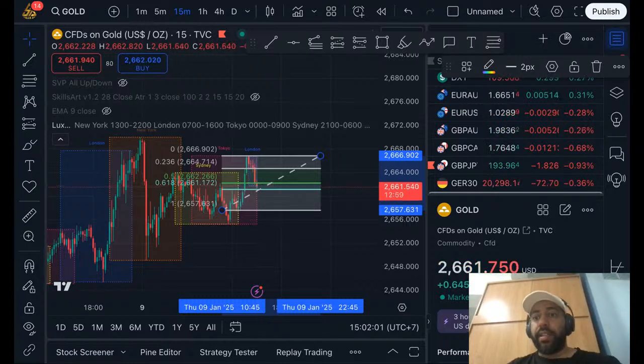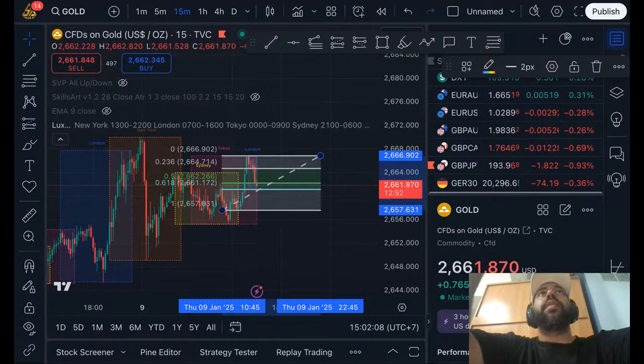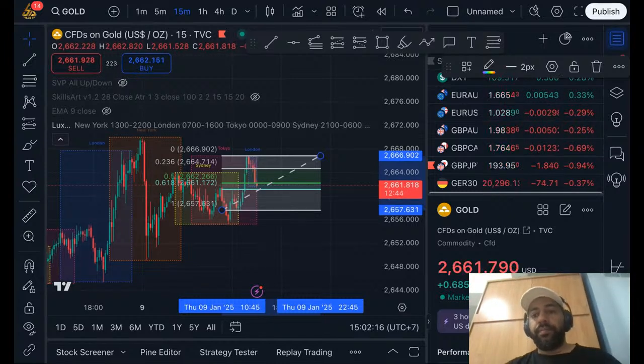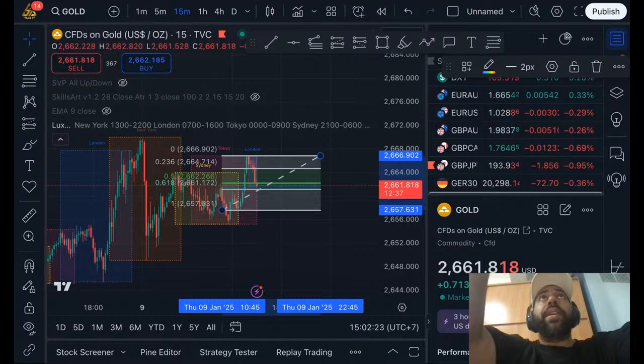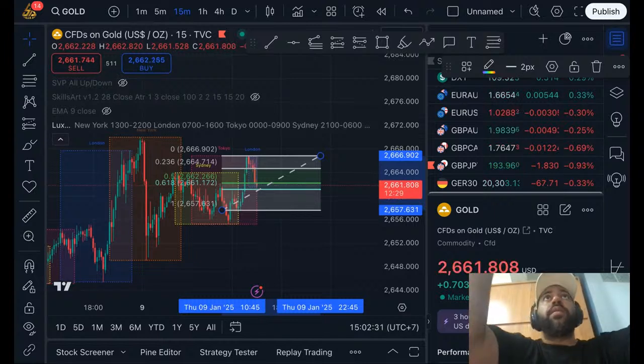So get ready, guys. Get ready. The moment we see some rejection, we enter buy. Okay, guys, I'm in. Stop loss is 56. Anyone in this trade, please.